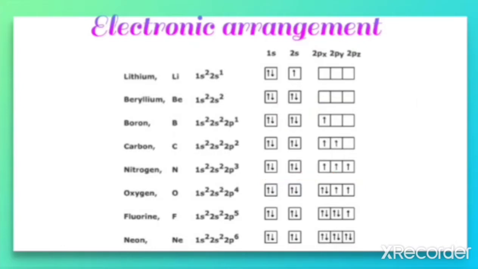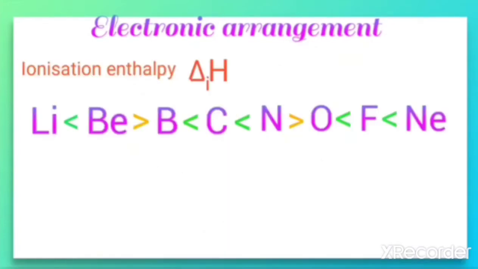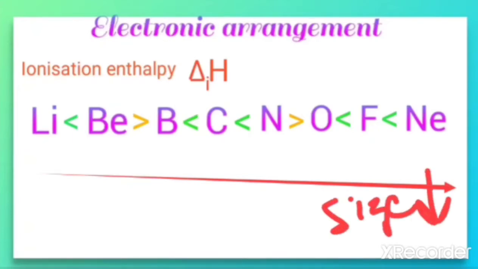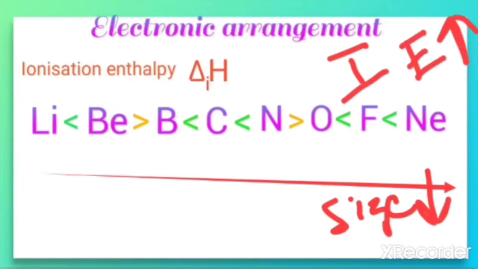In such a case, if the atom has a stable configuration, it will not lose the electron easily, so it will have a high ionization enthalpy. When we compare the ionization enthalpy for these elements, it will be in this way. As we know, from left to right in the periodic table, the size is decreasing, as we have already discussed. The size and the ionization enthalpy have an inverse relation. Therefore, ionization enthalpy is increasing. So it will be in this order.